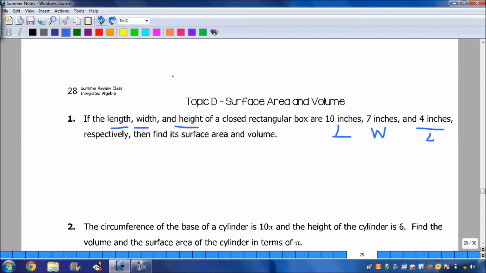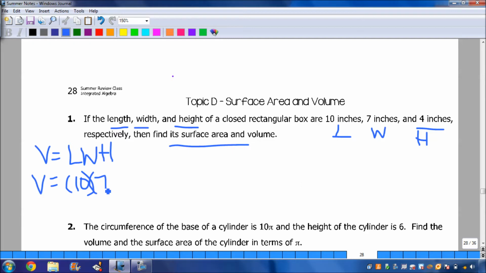So the formula for the volume, it says find its surface area and volume. So let's find the volume first because that's easier. The formula for volume you do need to know. It's length times width times height, okay? So all I'm going to do is multiply the 10 by the 7 by the 4. So I end up getting an answer of 280 cubic inches.